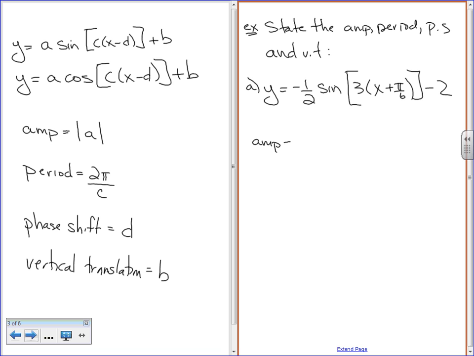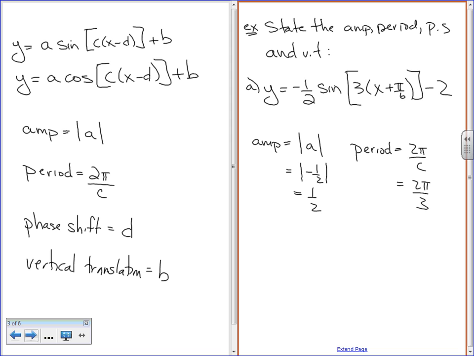The amplitude can be found by taking the absolute value of the a value. The a value in this case is negative 1/2. So the amplitude is 1/2. And most common mistake people make, again, the amplitude can never be negative. It's always a positive value. The period for the sine and the cosine transformation is always found by taking 2 pi and dividing it by the c value. The c value in our transformation is 3, so the period of this transformation is 2 pi over 3. That means it'll only take 2 pi over 3 units for it to complete its primary cycle.